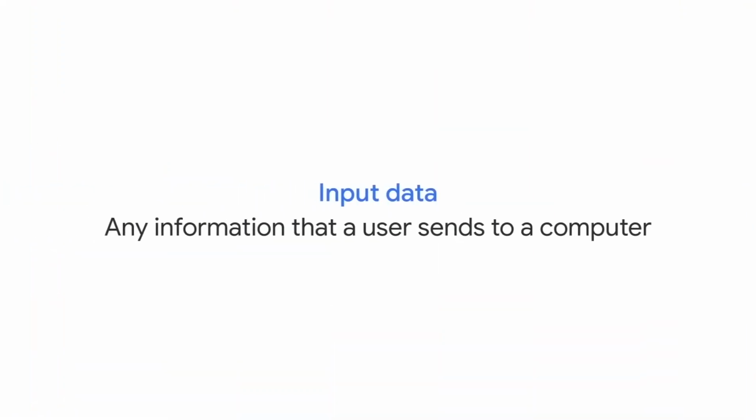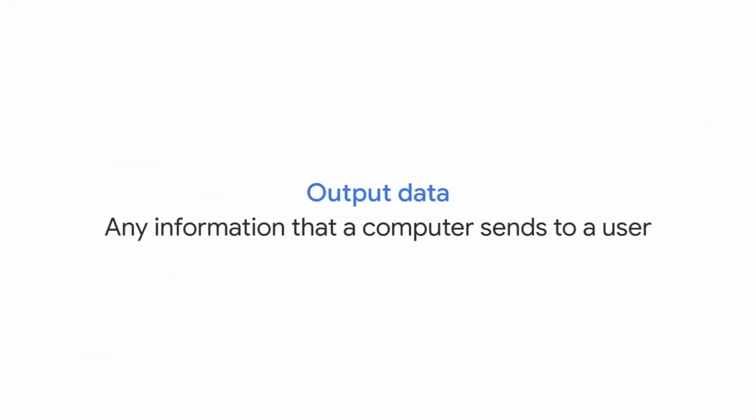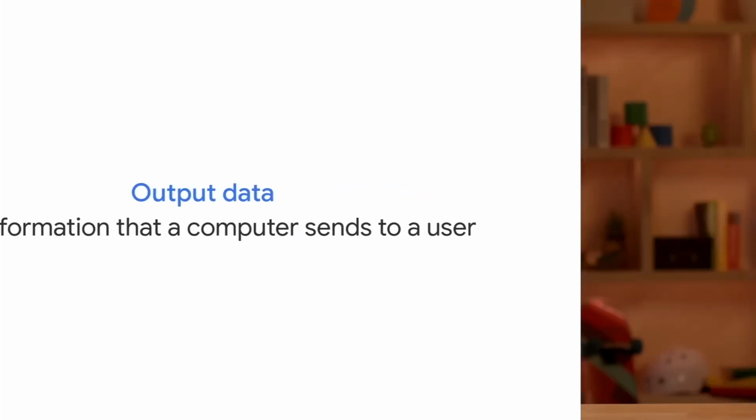Input data is any information that a user sends to a computer, like the text you type into a document, the information you enter when filling out an online form, or an image you scan with a scanner. Conversely, output data is information that a computer sends to a user. Some examples include a spreadsheet outputting a pie chart, or a photo editing program outputting a PDF, or an online store outputting a sales receipt or order summary. Data storage systems can be used to store both input and output data.